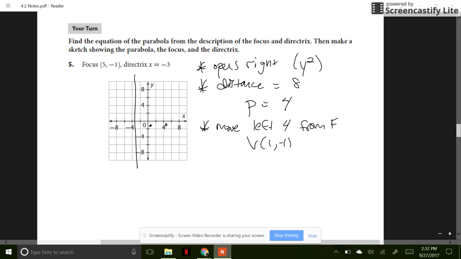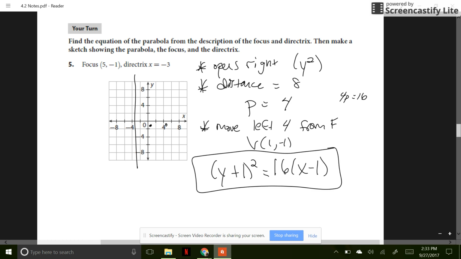And when we write our equation then, the y term is the one that's squared. So we end up getting y plus 1 squared equals 4p. Our 4p value would be 16. So 16 times x minus the x coordinate, and that is our equation. Again, this is another one where you'll have to be very, very careful when you plug it into your calculator to find the values for that.